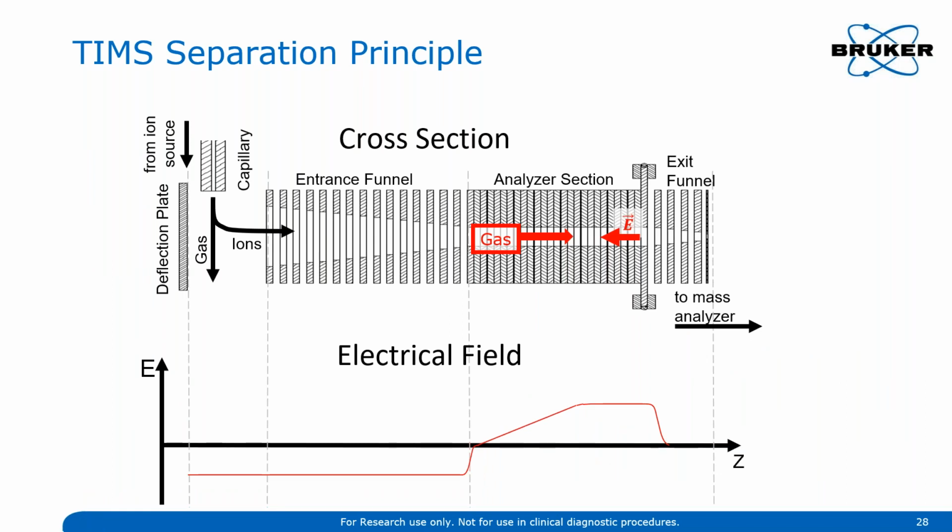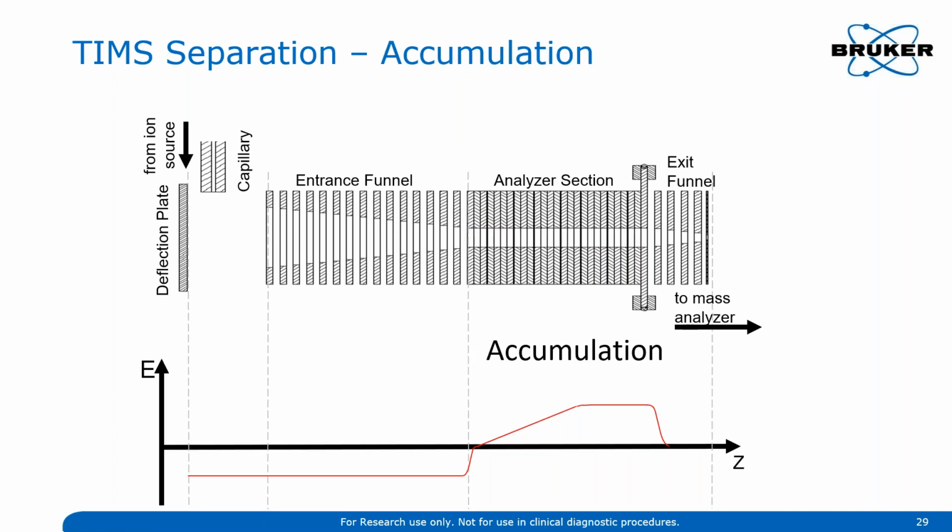So let's take a look at what's inside. This is a diagram of the TIMS cell, the gas flow, and the electric field distribution inside of it. We have a capillary inlet for the ions, an entrance funnel to focus ions along the central axis, an analyzer section with a gradient of electric field inside of it. This is where ion mobility separation actually takes place on this gradient of electric field. And finally, the exit funnel that ejects ions into the QTOF part of the instrument for further analysis. So now let's take a look at how it actually works.